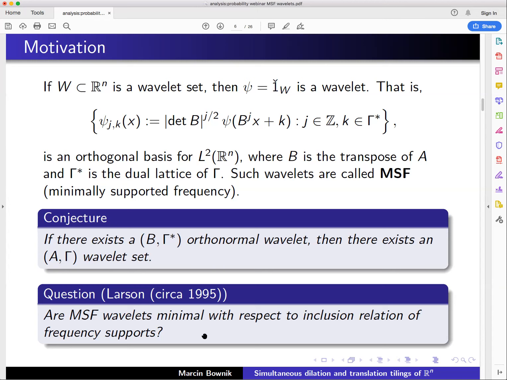So basically we are asking, once you have a wavelet, can you, in its support in the frequency, fit a wavelet set inside? And that's an open problem. I mean, for some reason, it's such a simple to state problem, but we don't know how to solve it.